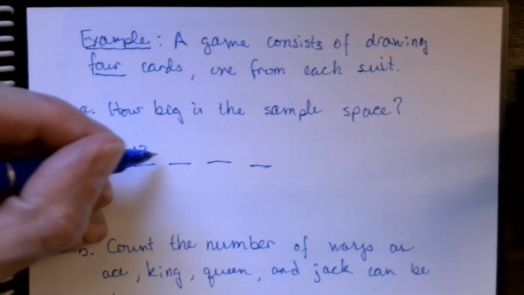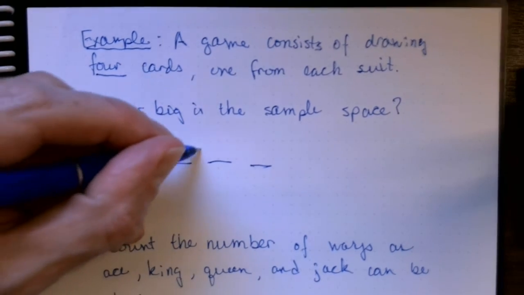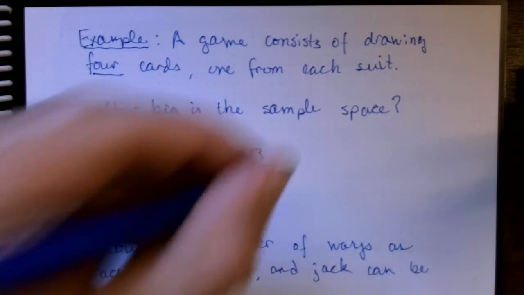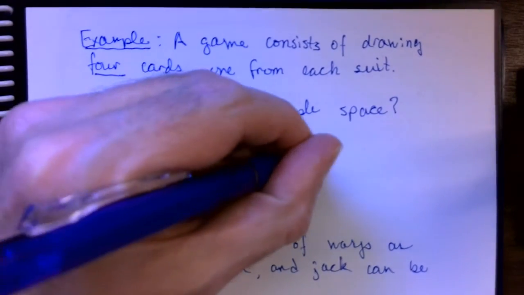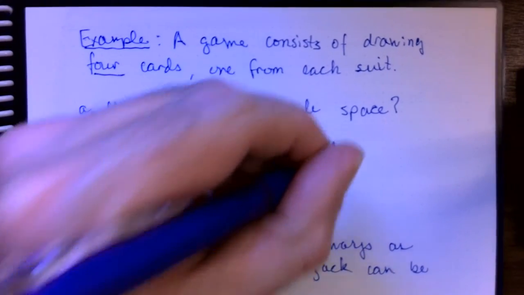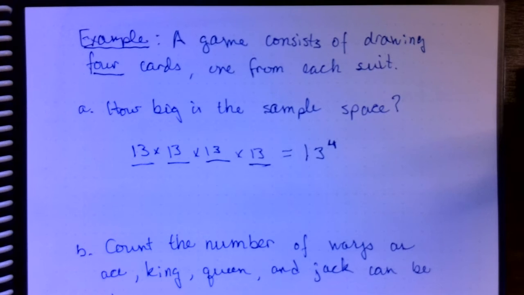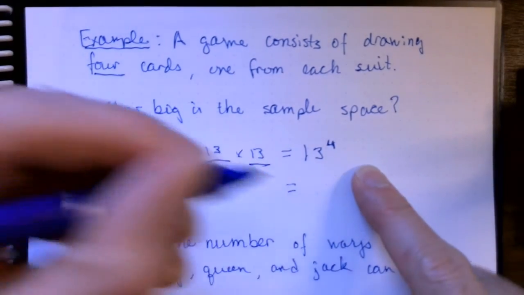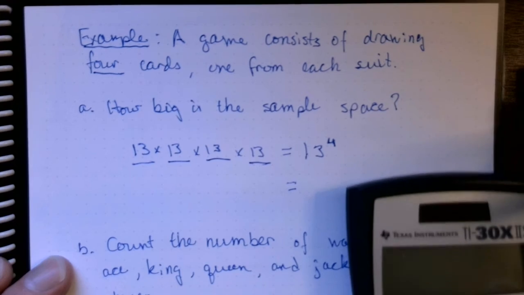Okay, now each of the suits has 13 cards in it. You've got the ace through 10, that's 10 right there, and then you've got the jack, queen, and king. So each suit has 13 different cards. I would probably just leave it as 13 to the 4.